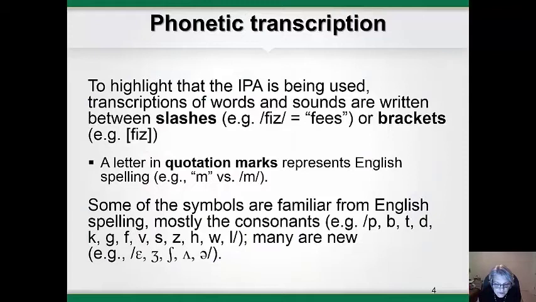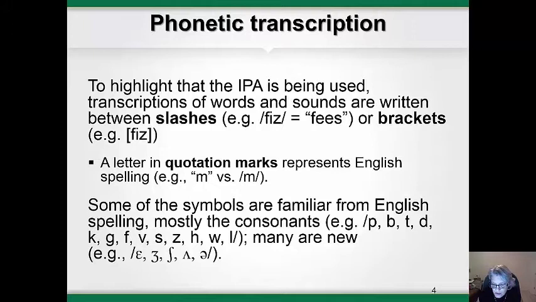In the next couple of slides, I'm going to tell you a few facts about the International Phonetic Alphabet and some rules for transcription. First of all, it can get confusing trying to determine whether something we see written down refers to a word in English spelling or its transcription in the IPA. To help with this, we use special symbols when we are doing phonetic transcription. Phonetic transcriptions are always written down either between slashes or brackets. We'll talk more about the difference between these, but for now, all of our transcriptions will use the slashes. To identify a word in its English spelling, we'll put the letters in quotation marks.